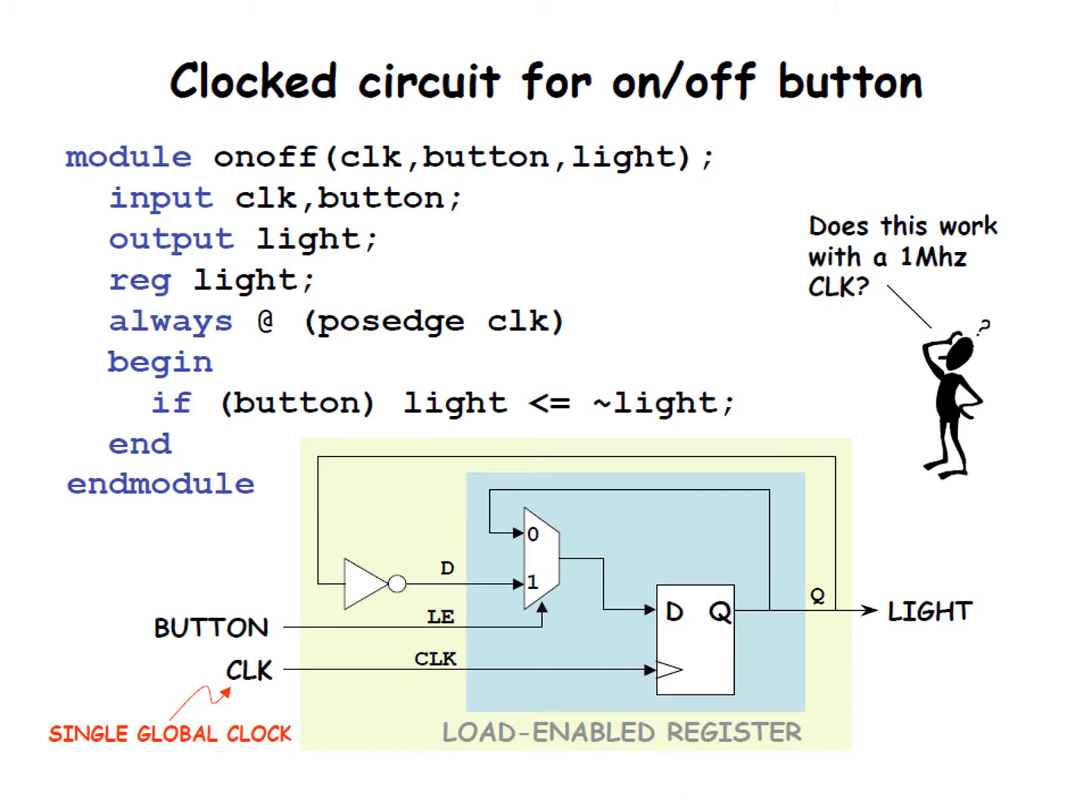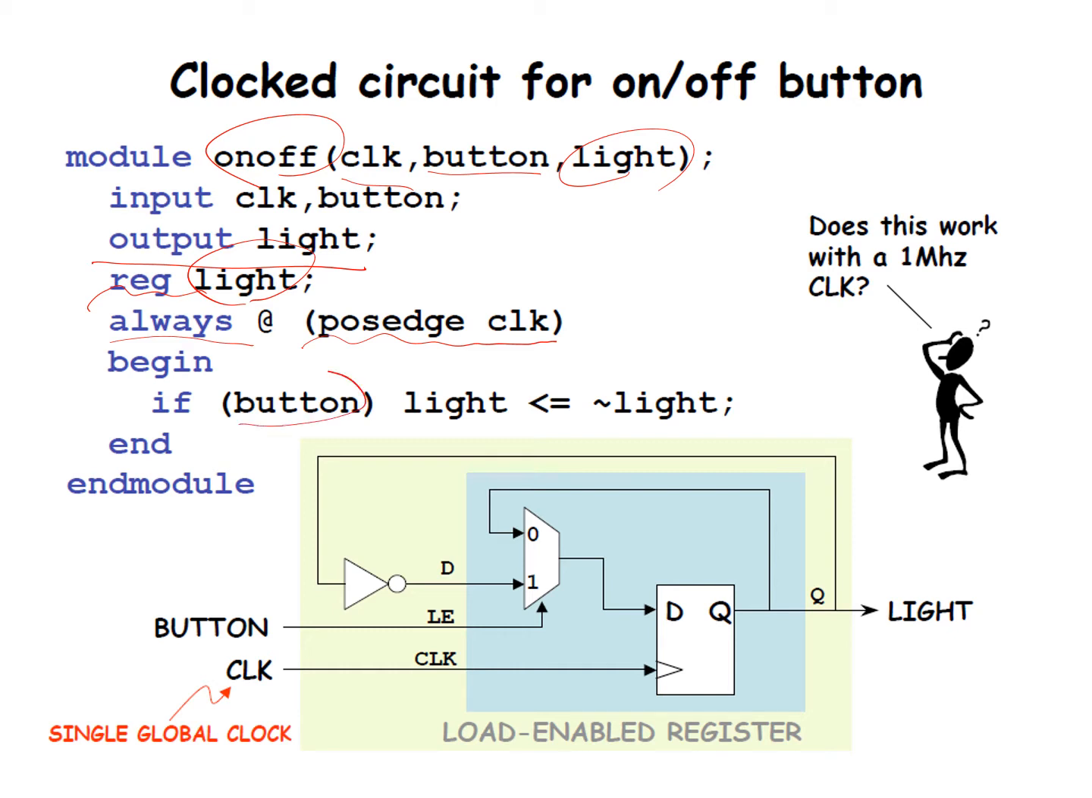This is just an example of the following logic in a Verilog description. We define a module on-off module. The inputs are clock and button. The output is light. Since we are going to use the light signal inside the always block, we define it as reg type. This is a rising edge flip-flop, so we use posedge clock for the sensitivity list in the always statement.